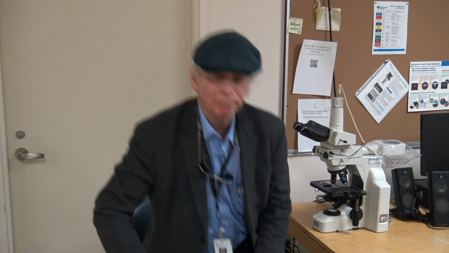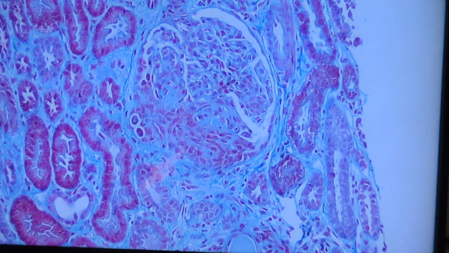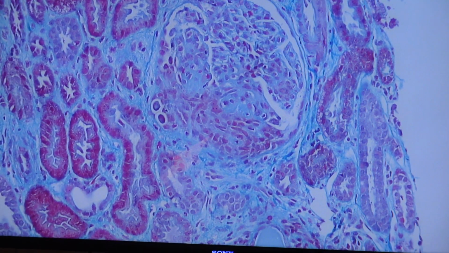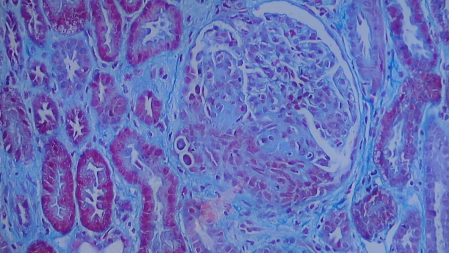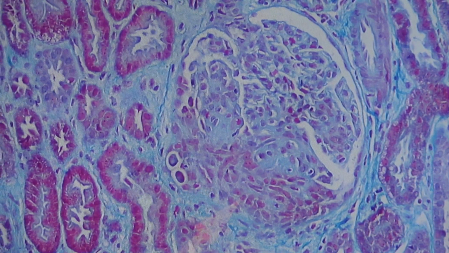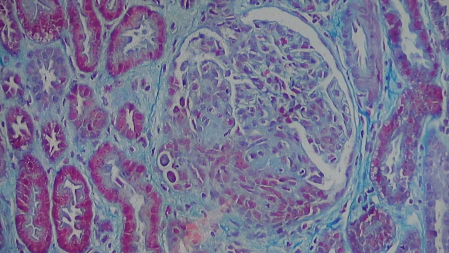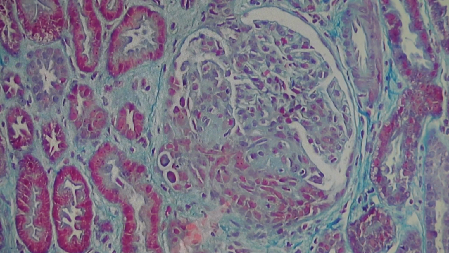Okay, so I'm going to show you this case now of HSP, Henoch Schoenlein purpura, in a pediatric patient, Masson trichrome stain. So here where the arrow is, you can see a cellular crescent. And you can see that the stain delineates the cells of the crescent a lot better than in previous videos where you've looked at crescents in PAS or H&E.